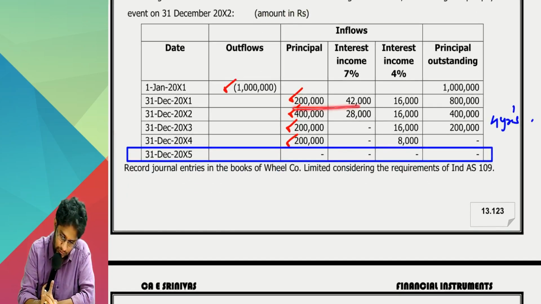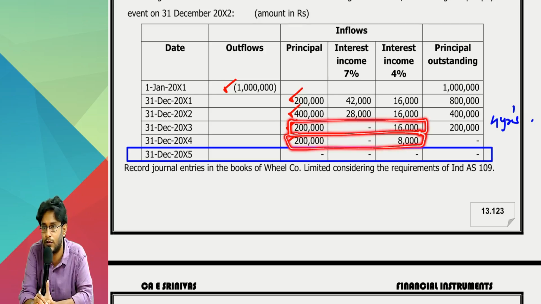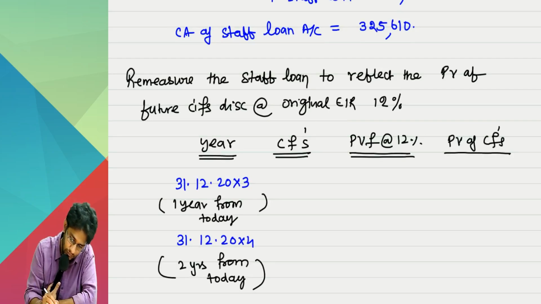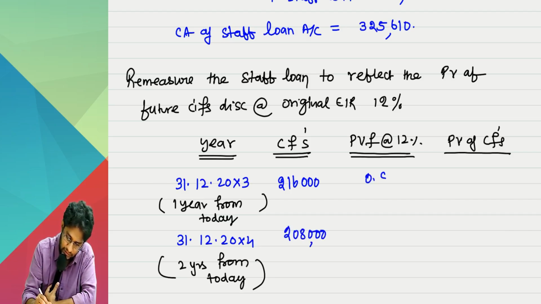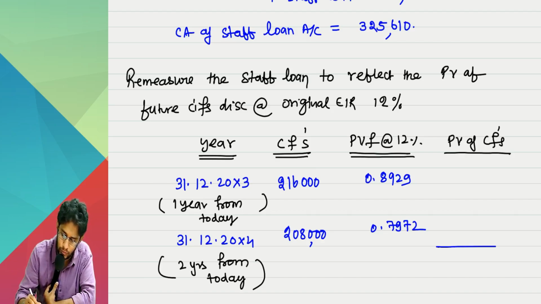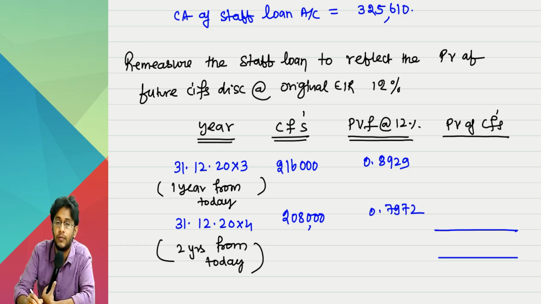Okay, and regarding cash flows, the question has already given them to you. What will you receive? 2,16,000 and 2,08,000. Only this much you will receive. PV factors: first year PV factor 0.8929, second 0.7972. Total it up: 358,673.